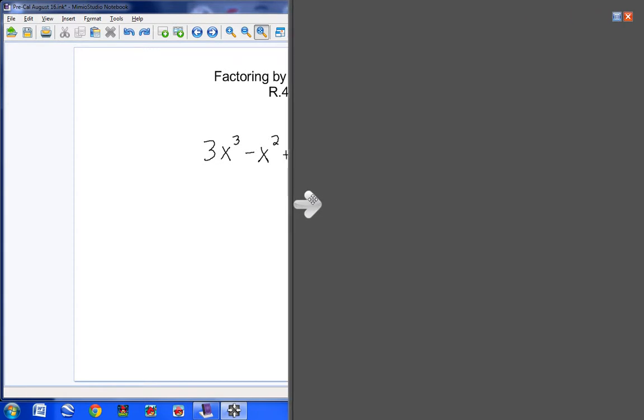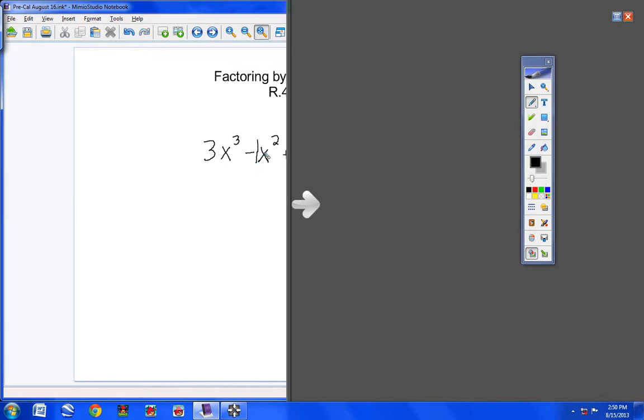Let's see if it'll pop back up again. There we go. All right, now what you do is you look at the first 2 terms, okay? Look at the first 2 terms, and we're going to pull out what's common in the first 2. Now notice I have a 3 here and a 1 here, a coefficient of 1. All right, so what number goes into 3 and 1 evenly? Well, nothing, really, just 1. If you want to put a 1, you can. You don't have to. It's up to you. I don't care. Now look at your x's.